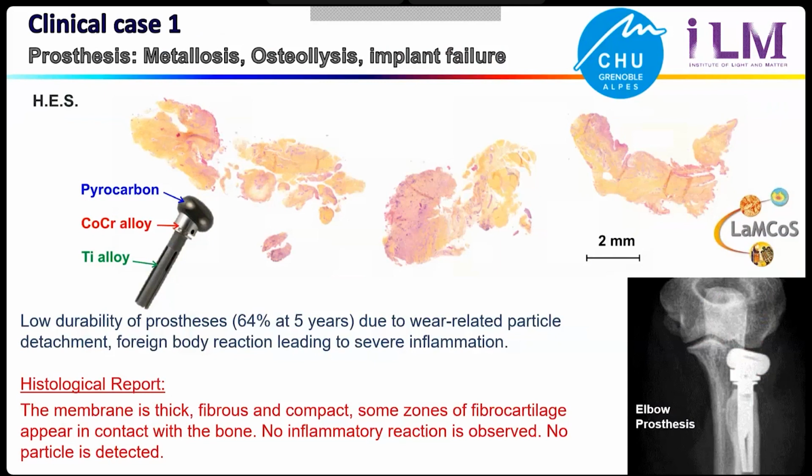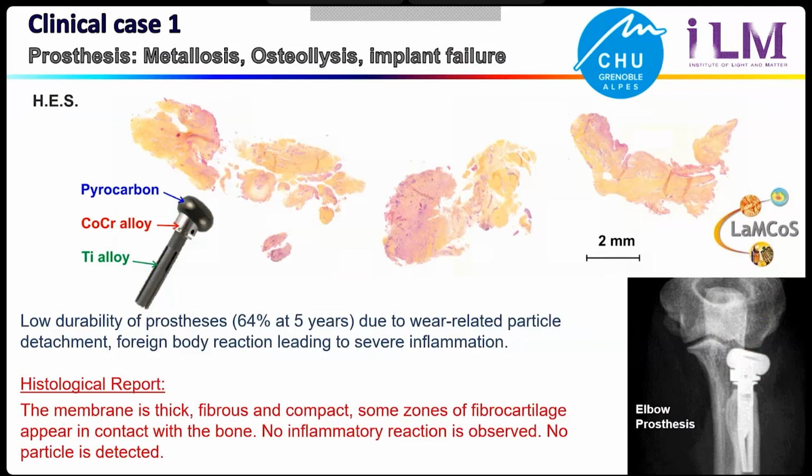And so they collected the tissue in the vicinity of the implant. And this tissue was analyzed by all the techniques present in the hospital and in some laboratories. The histology report says this: the membrane is free, fibrous, and compact, no inflammation, no particle is detected.